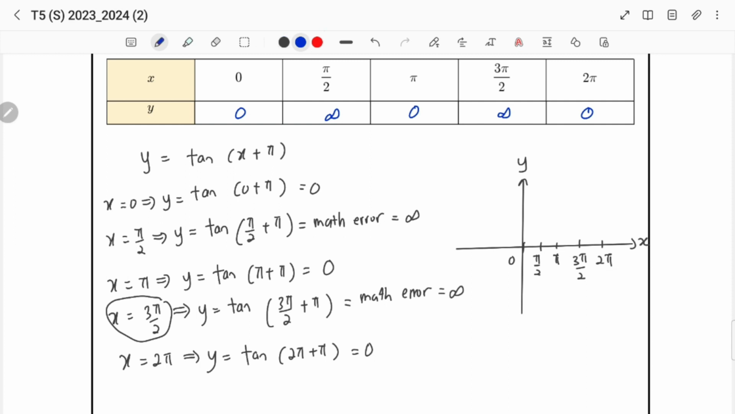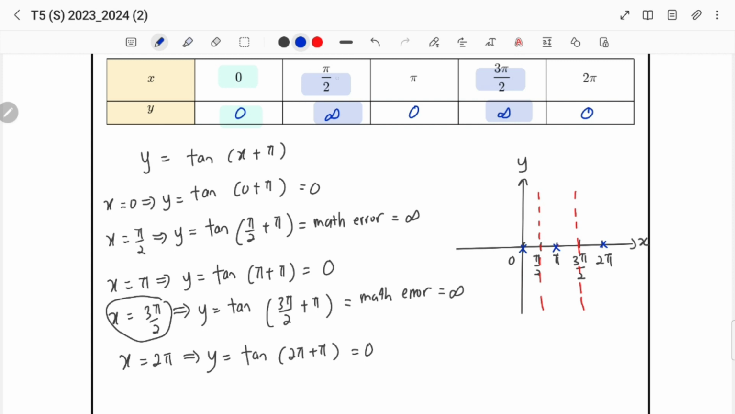Okay, and write down the values of y. When x equals 0, y is 0. When x is pi over 2, y is infinity, which means we have an asymptote here. Next, when x is pi, y is 0, here. Next, 3 pi over 2, another asymptote. And then 2 pi, 0.